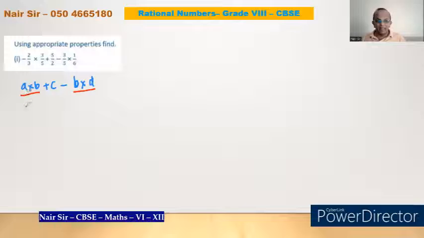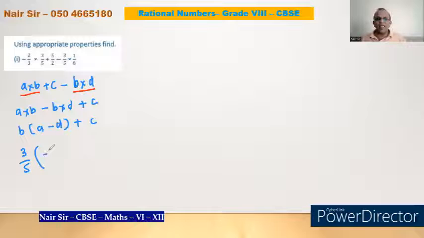I'm going to write this as A into B minus B into D plus C. I'm going to take B common. It will be A minus D plus C. Can you solve it? Just substitute the value. What is B? I have taken 3 upon 5. Bracket close. What is A? Minus 2 upon 3. What is D? D is 1 upon 6.